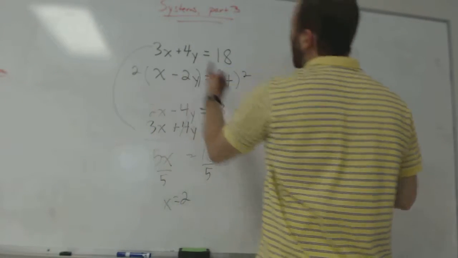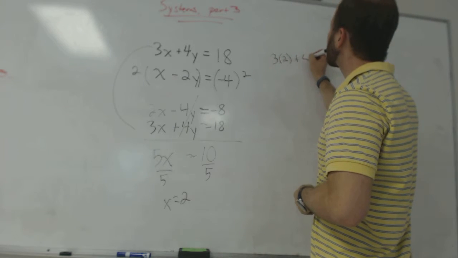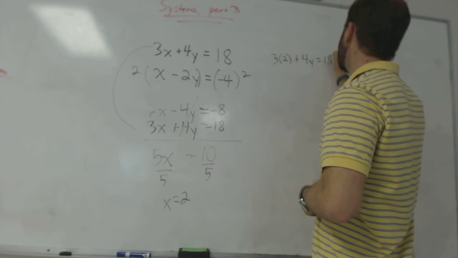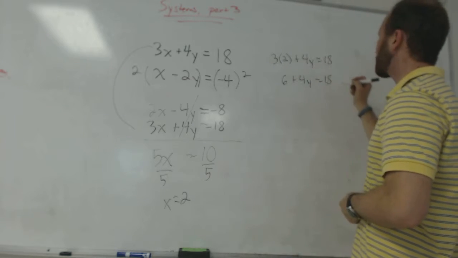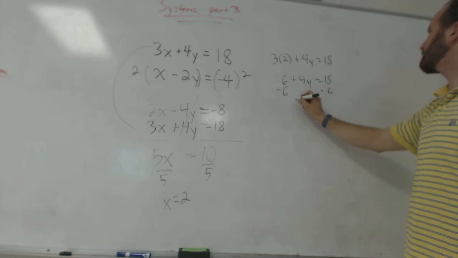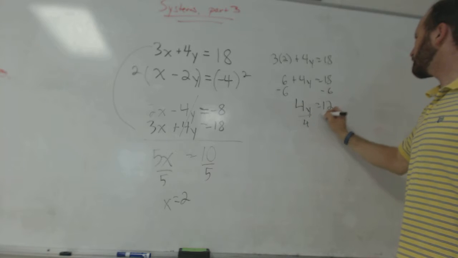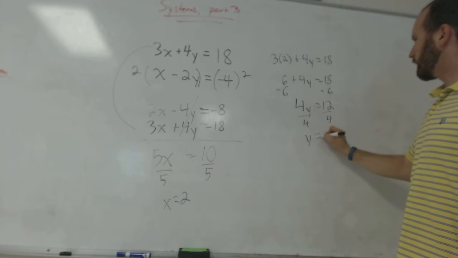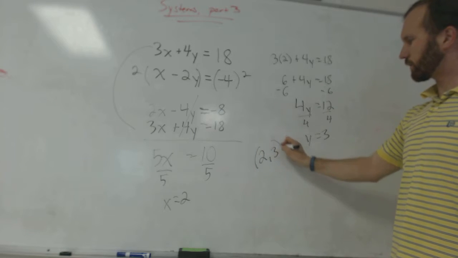Now I have to find y, so let's plug it into the top equation. 3 times 2 plus 4y equals 18. 6 plus 4y equals 18. I'm going to go kind of quickly. Subtract 6 from both sides. 4y equals 12. Divide both sides by 4. And y equals 3. So my answer is 2, 3.